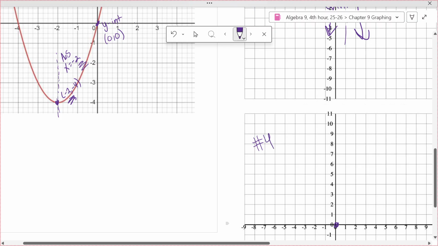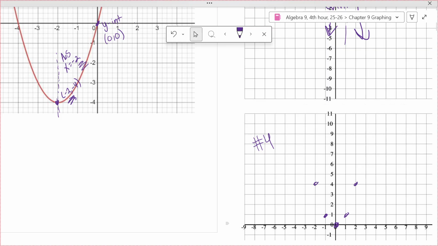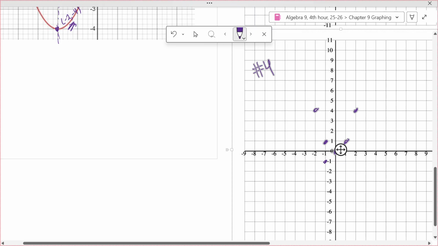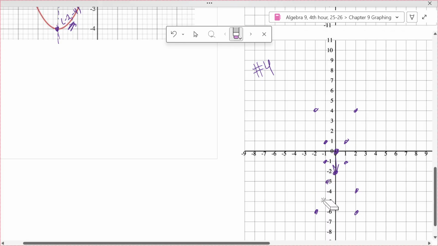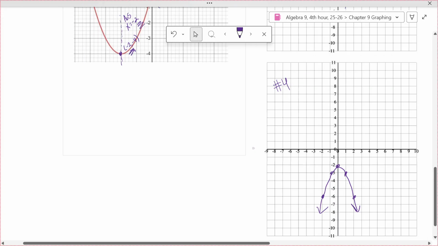I'm going to graph the original. I'm going to mirror it upside down. And then I'm going to shift all these dots down 2, right? So I'll put this here. And my final picture, probably a good idea to erase the points as you go. But my final picture should look something like this. Okay, that is number 4.